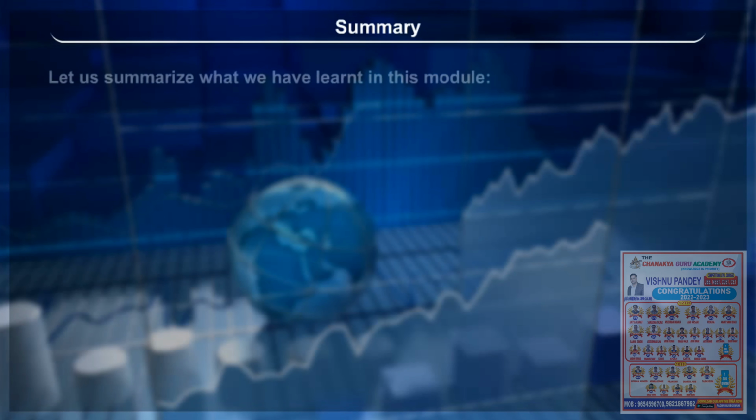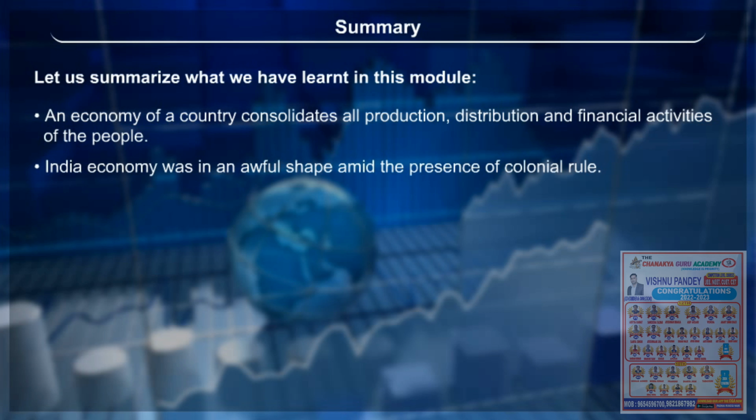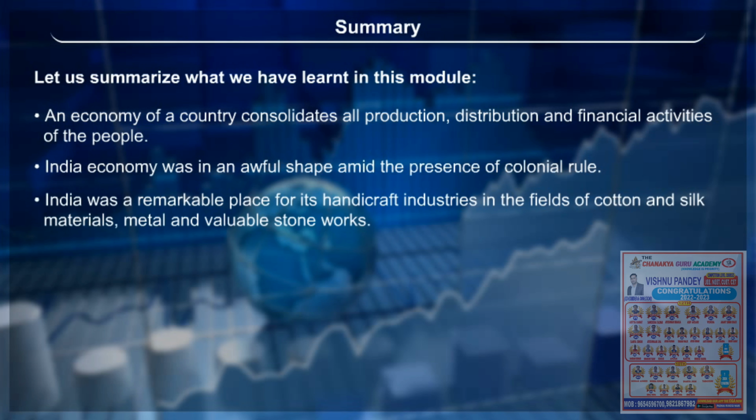Summary. Let us summarize what we have learned in this module. The economy of a country consolidates all production, distribution and financial activities of the people. The Indian economy was in an awful shape amid the presence of colonial rule. India was a remarkable place for its handicraft industries in the fields of cotton and silk materials, metal and valuable stone works.